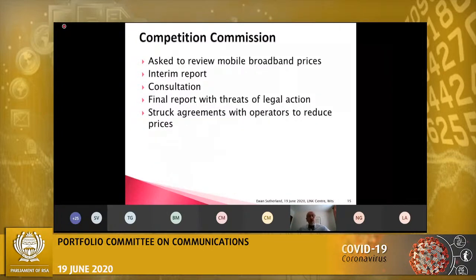The Competition Commission was asked to review the mobile broadband prices, produced an interim report, had a consultation, and it produced a final report, and it got results. It struck agreements with the operators to reduce prices under threat of taking them before the Competition Tribunal and legal action. So it worked.